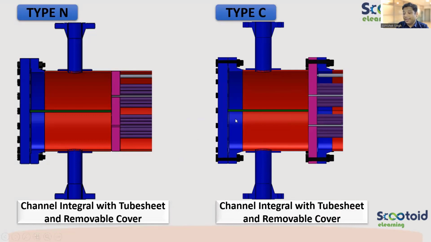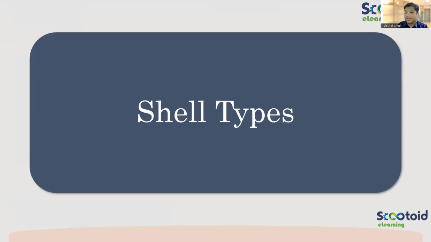So type C, you can see the difference from type C. You can even remember it for type A and B also. Now the shell types. We studied the front head types, the front side. There are different nomenclatures we can use. There are a few more which we have left out so that I don't confuse you guys. These are the ones which are frequently used: type A, type B, type C, and type N.